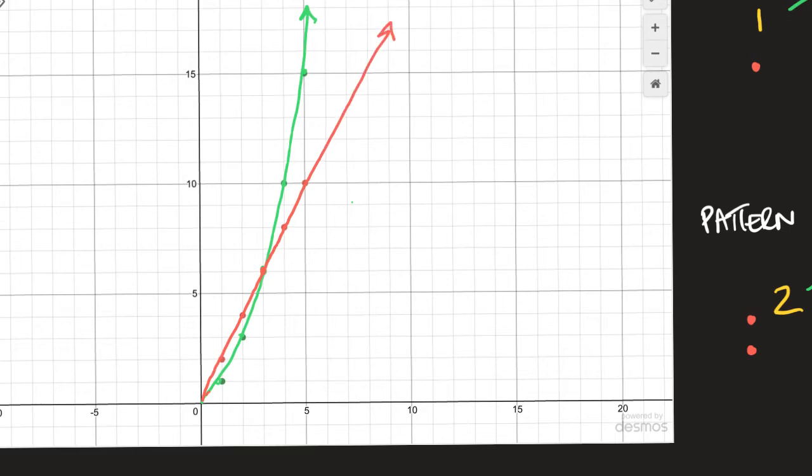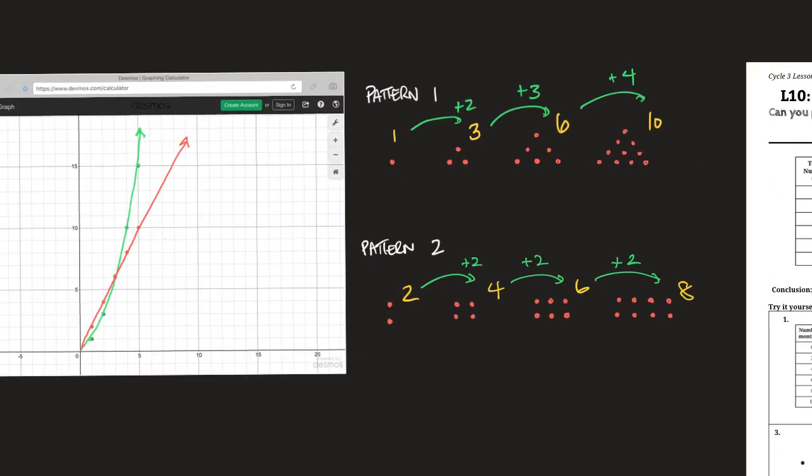So you'll notice the big difference here that we're concerned with in this lesson is that pattern 1 did not have the same number it went up by each time, and when you graph it, it does not make a line. Pattern 2 went up by the same amount each time, and that formed a line. So we call pattern 2 a linear pattern because it forms a line when you graph it. And pattern 1 we call a nonlinear pattern because it doesn't form a line when you graph it. Okay, so that's the big distinction for today.